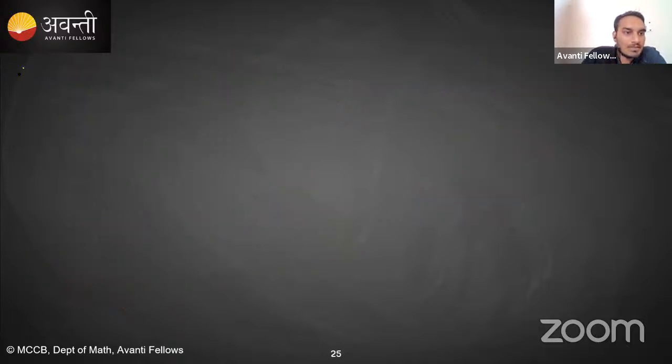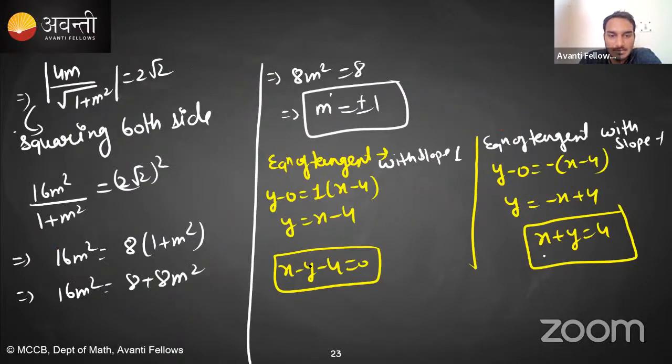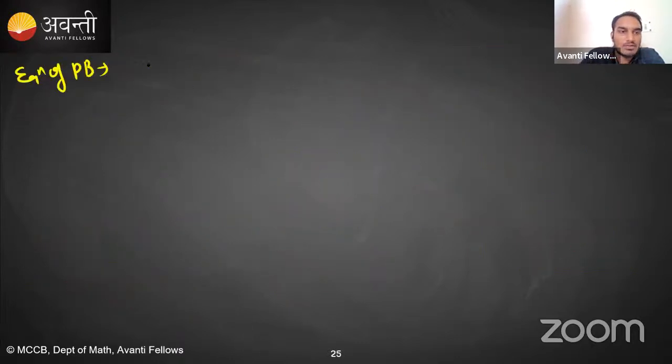Now, equation of PB. Equation of PB is what? Equation of PB is the equation of tangent corresponding to the slope 1. So the equation of tangent with slope 1 is x minus y minus 4 equal to 0.